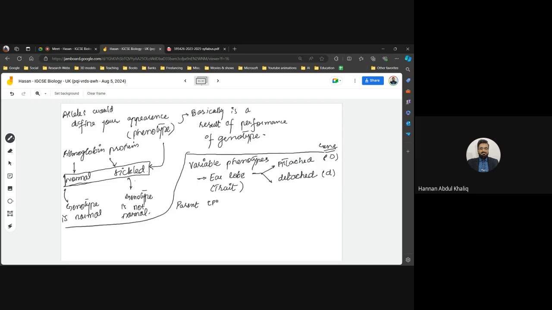Let's say there are parents, or we also call that the P generation. Let's say the parents, male and female, cross, and the parents have heterozygous genotypes, capital D small d crossed with capital D small d. Now, what do you think the phenotype of the parent would be?